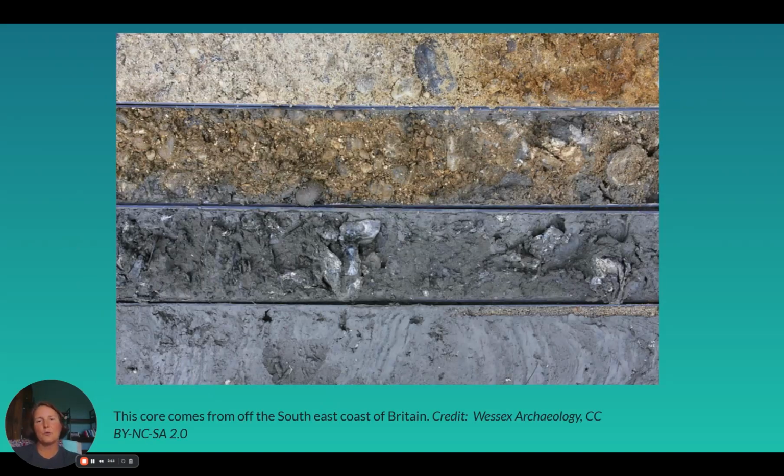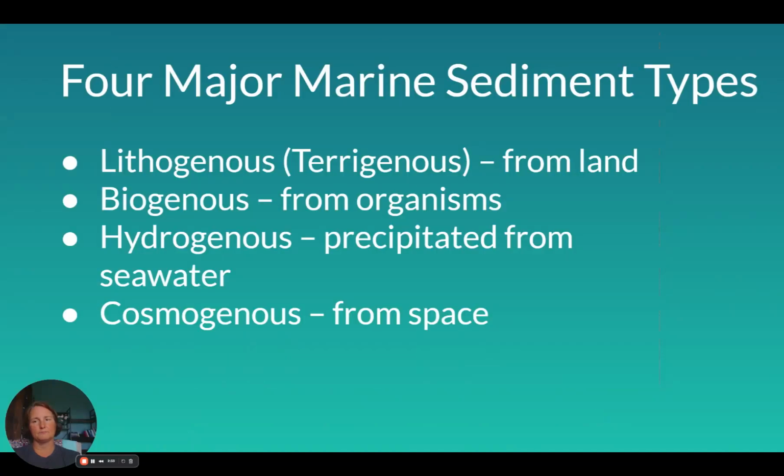This is 4 different cores of sediment from the southeast coast of Britain. And they look really different, right? They show different time periods. One has a lot more clay in it, one is a lot more sandy, and this is showing the difference in time. And we'll talk about why that might be a little bit later.